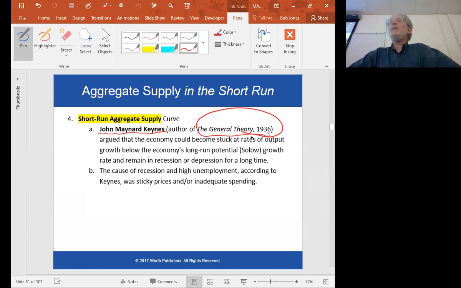We just have to get government to spend enough money, and that can get us out of the depression, and we can avoid depressions in the future because now we know what causes depressions. And this book was widely read and was accepted as this is the solution.